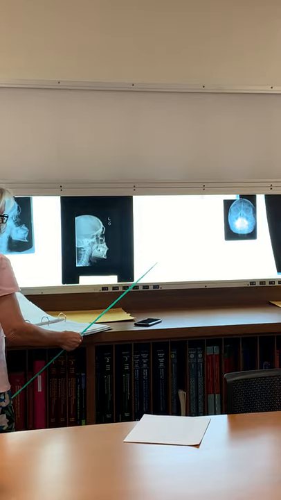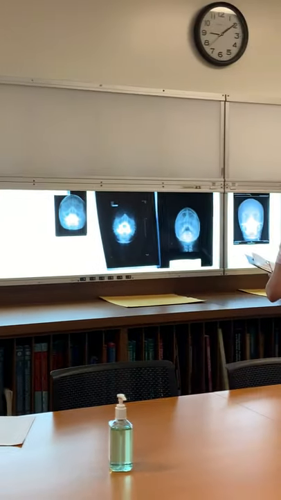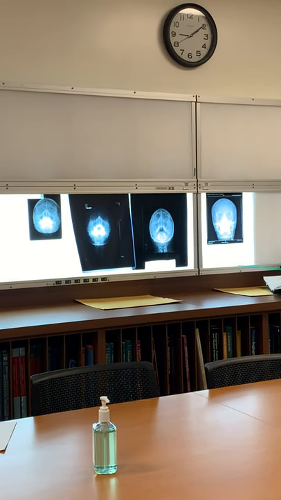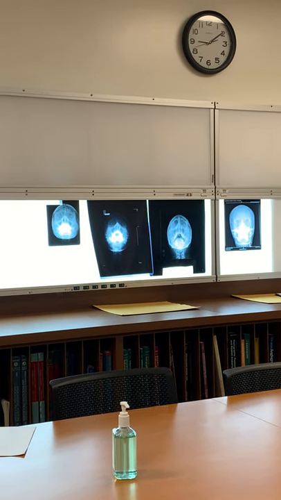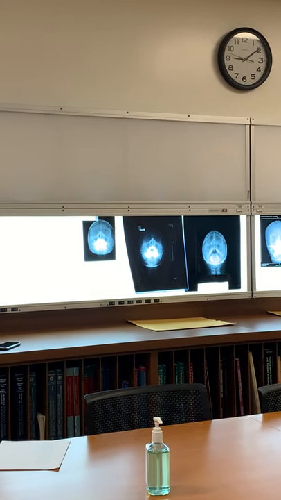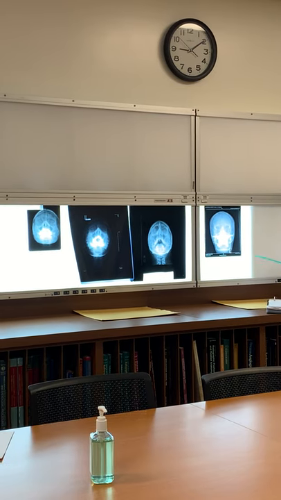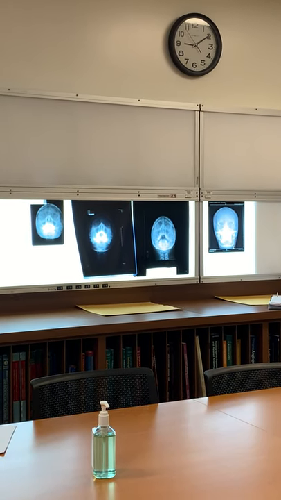All right, this is the only one that's different. It's the Waters projection. And just like it says at the very bottom, you need to know that it's considered the money shot. You can see just about anything that you might want to see with the Waters. Some places all they do is Waters for facial bones. Know that it's a PA projection.